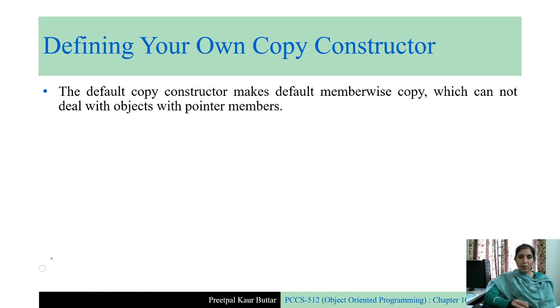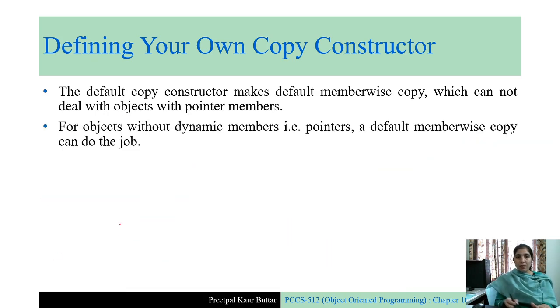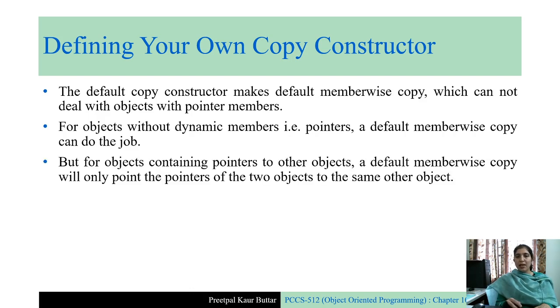Let me erase this now. For objects without dynamic members, that is without pointers, default member-wise copy can do the job. It is okay for objects which do not have any pointers to use the default copy constructor. But for objects containing pointers to other objects, default member-wise copy will only point the pointers of the two objects to the same other object, as we saw in this example. So what is the solution to this? The solution is to define your own copy constructor.